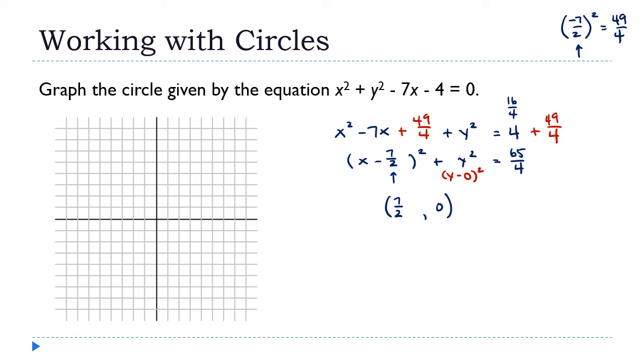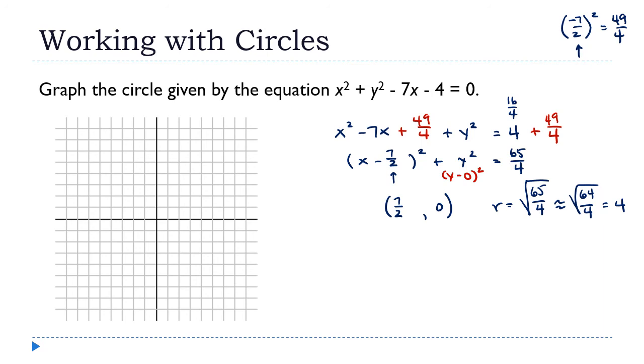Okay, so there's my center, and my radius is the square root of 65/4. Okay, now you can go to your calculator if you like. But remember, we're doing an approximate decimal value anyway. So look, as long as I'm approximating, 65 is really close to 64. 64 divided by 4 is 16. The square root of 16 is 4. So my radius is going to be really pretty darn close to 4.